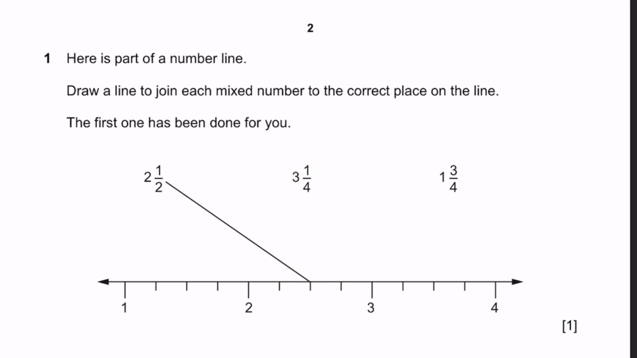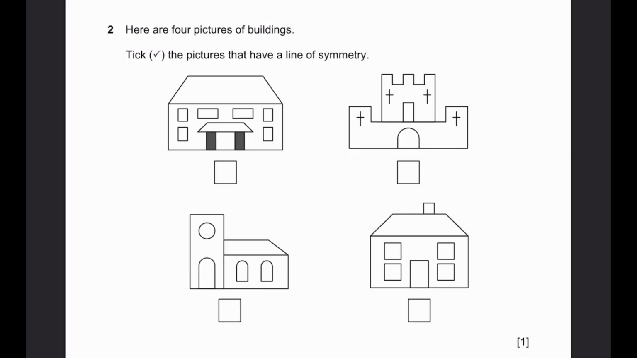3 1/4, that'll be 3 plus a quarter, which is 1/4 of the distance between 3 and 4. So it's over here. 1 3/4, that's 1 plus 3/4 of the distance between 1 and 2, so it's there. That's the answer.